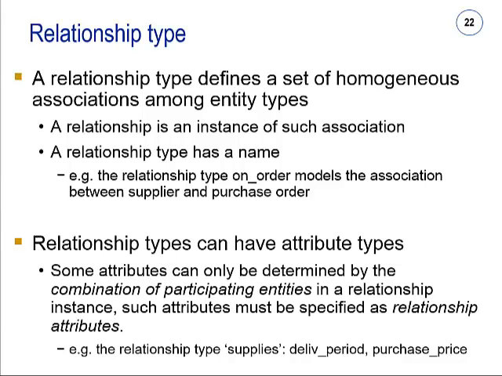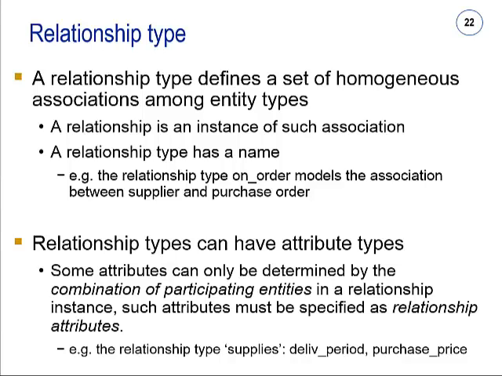To facilitate the interpretation of your ER model, it is very important that a relationship type has a name. For example, the relationship type on order models the association between supplier and purchase order. The relationship type supplies, as we referred to it earlier, models the relationship between product and supplier.